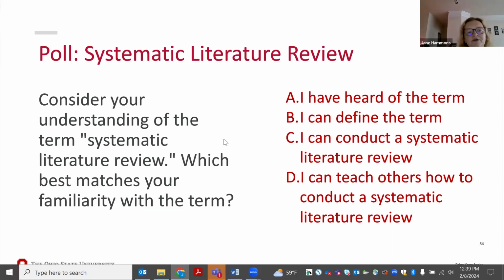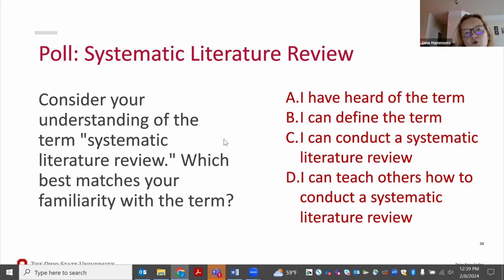Right, and so we're seeing a lot of different responses coming in. We have several folks who are saying that they're at the level of I can teach others how to do a systematic literature review. But we also have a lot of folks that are at the I have heard of the term level, and then others in between as well. Someone had put all of them in there, which is totally okay. Yeah. B or C, not sure.